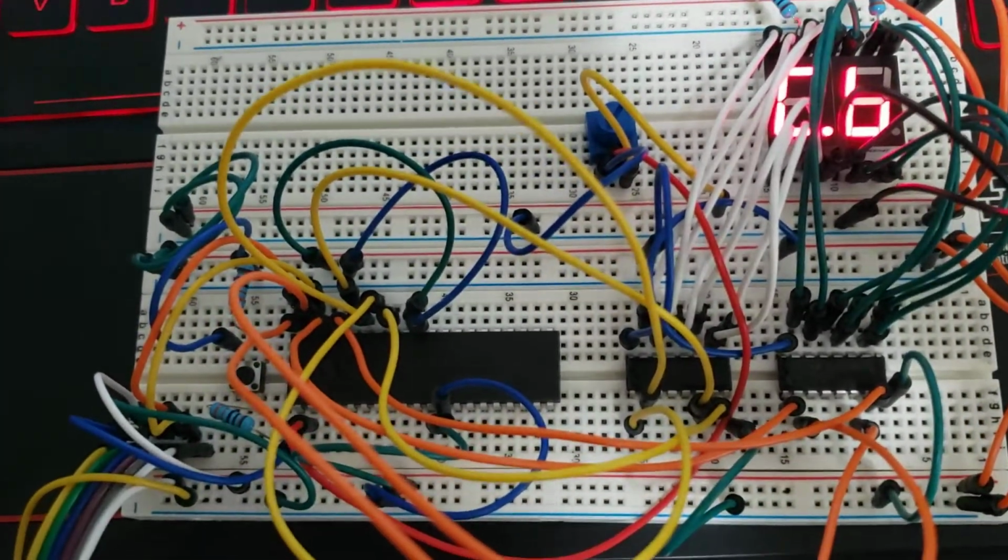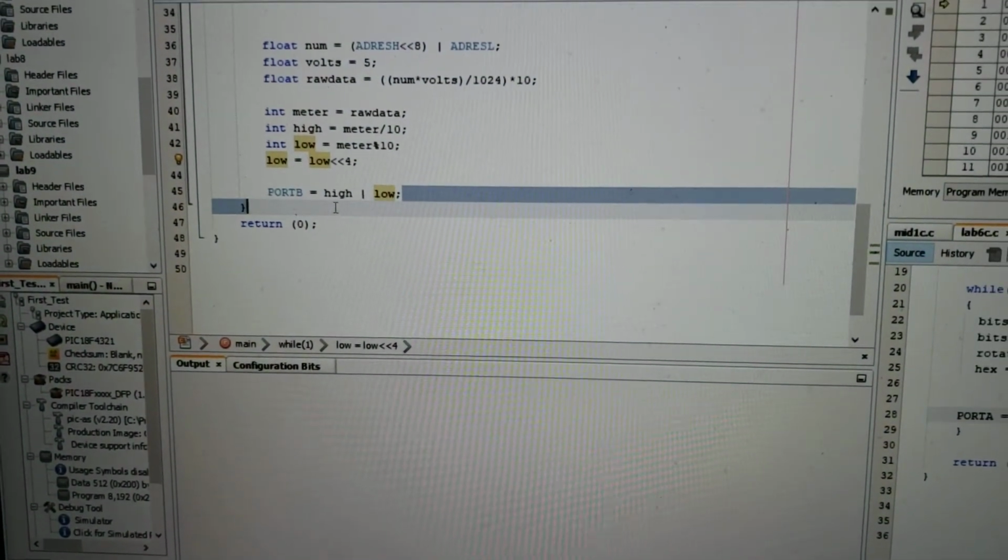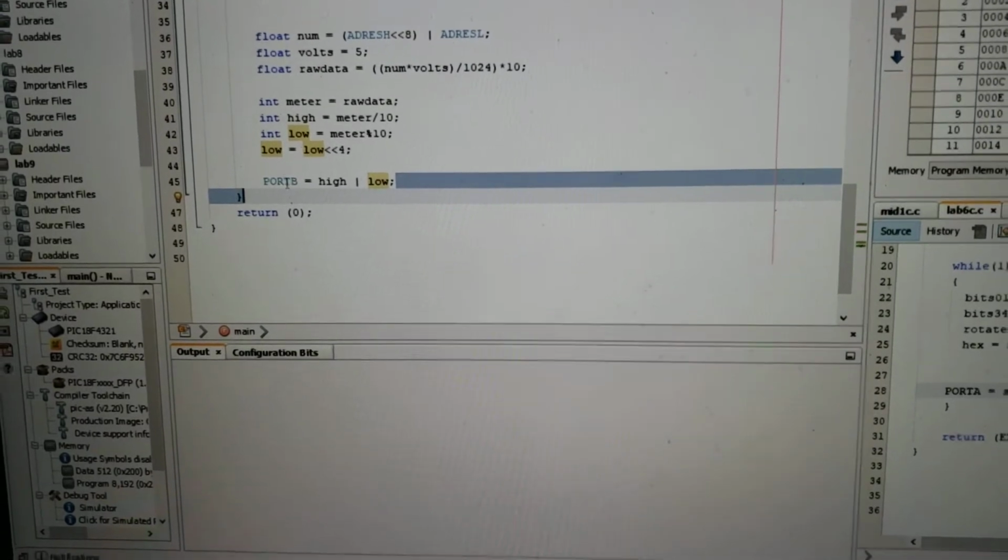But yeah, so because of that, I have to rotate it 4 bits, and then we are just ORing them together and outputting at port B.